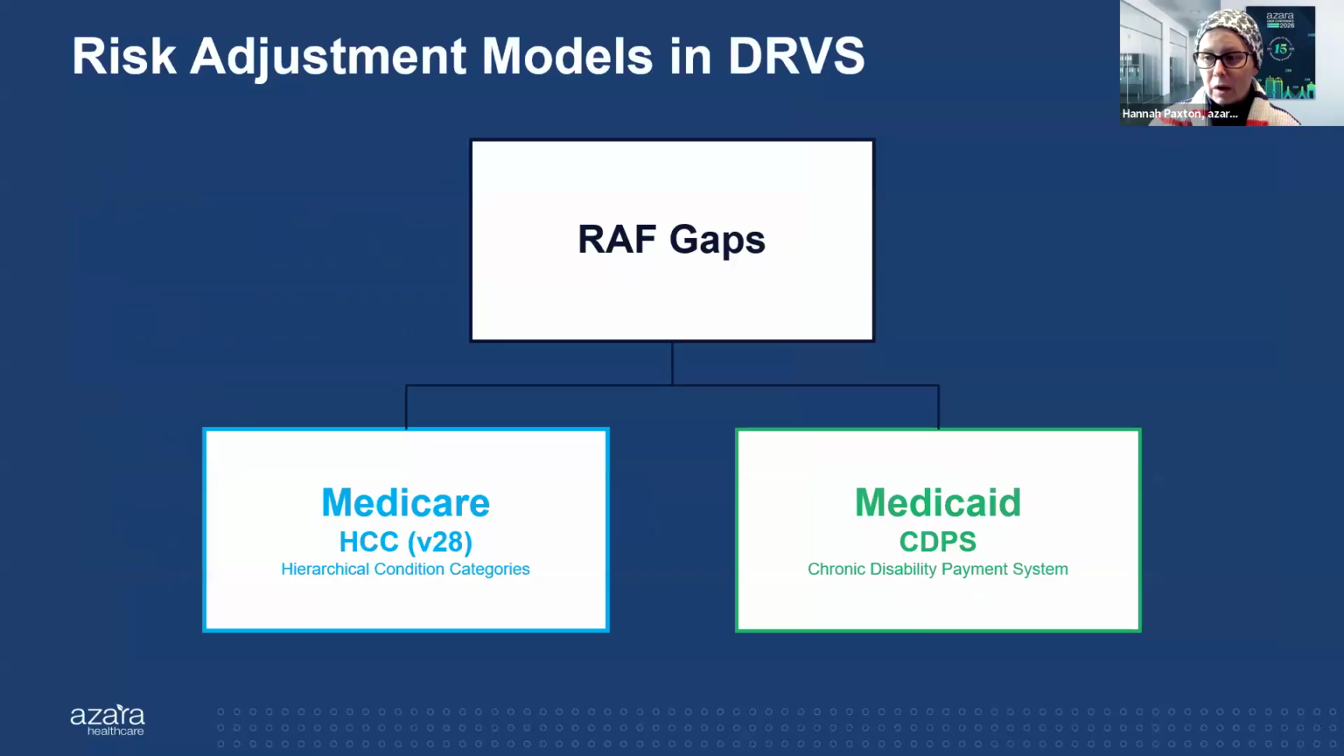We have 2 primary ways we're risk adjusting in DRIVES, and these are based on the Medicare Hierarchical Condition Categories or the Medicaid Chronic Disability Payment System. So they're designed for different populations. They have different policy goals. And the Medicare is obviously focusing on older adults, while Medicaid is focusing on children, pregnant women, people with disabilities, etc.